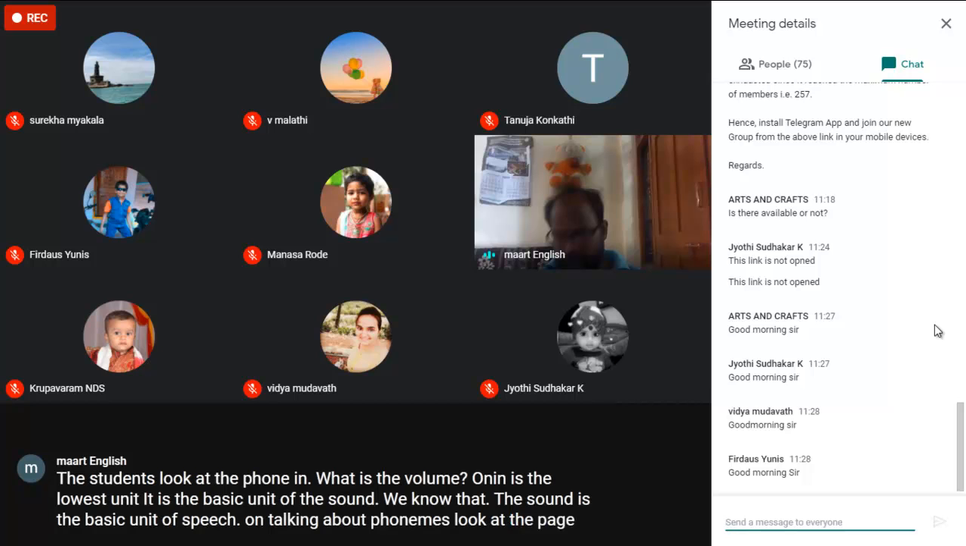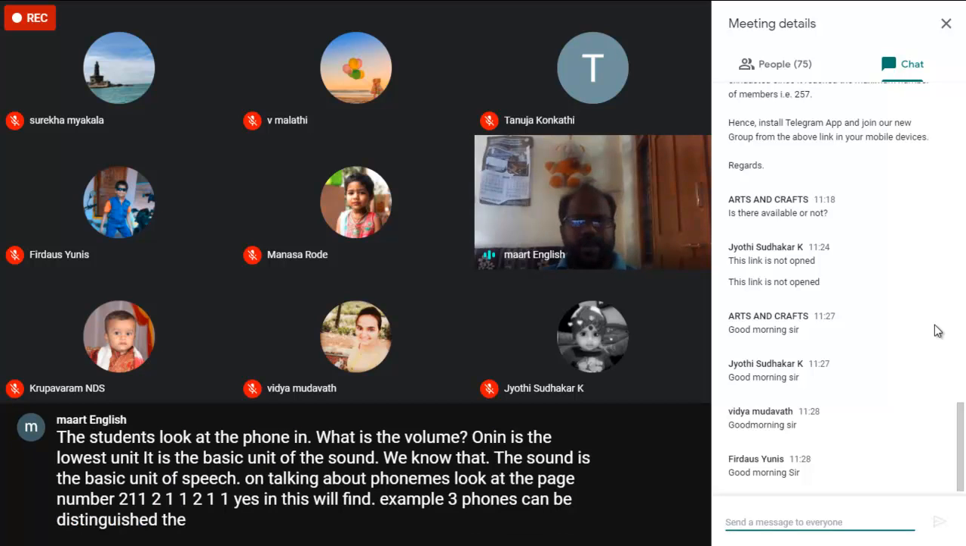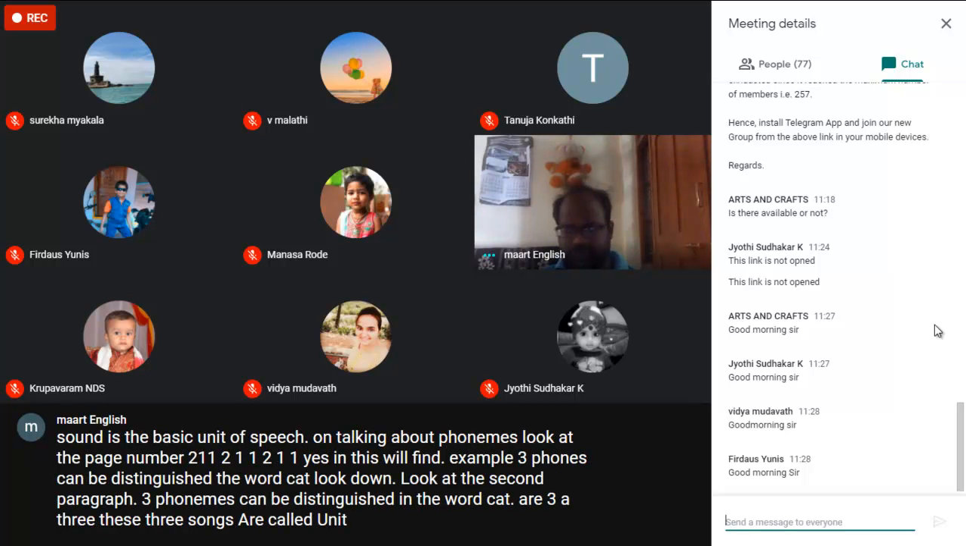Look at page number 211. In this you will find, for example, three phonemes can be distinguished in the word cat. Look at the second paragraph. Three phonemes can be distinguished in the word cat: k, a, t. These three sounds are called unit sounds.